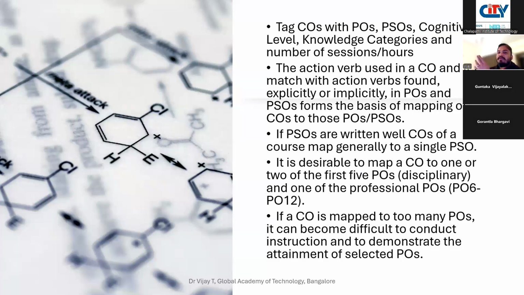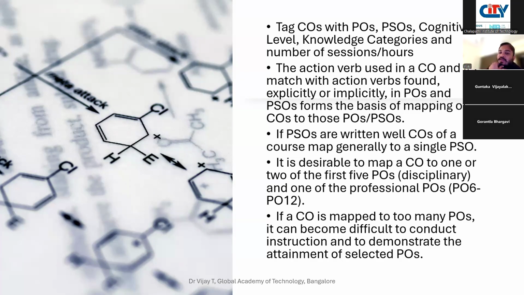We have to map it with cognitive levels, Bloom's taxonomies, which we are doing. The action verbs have to be used in COs. PSOs are written well. COs of the course generally map to a single PSO. It is desirable to map a CO to one or two of the first five POs and one of the professional POs, PO6 to PO12. PO7 to PO12 should always be activity based, to appropriately justify the mapping that is being done.